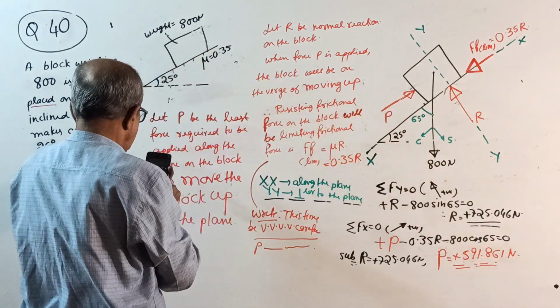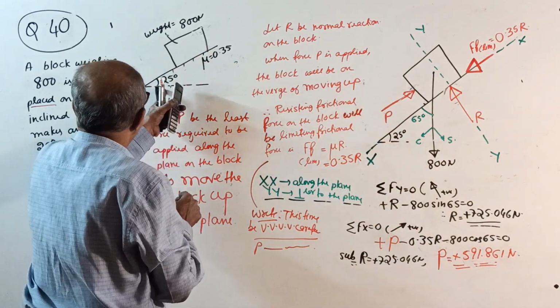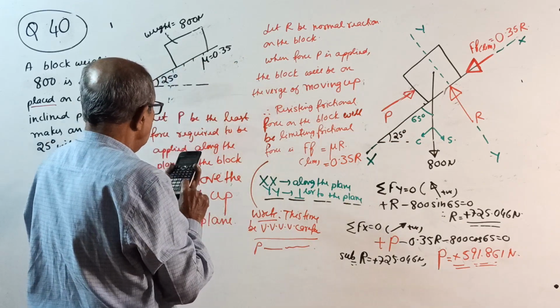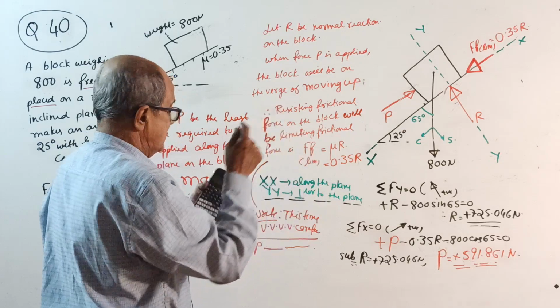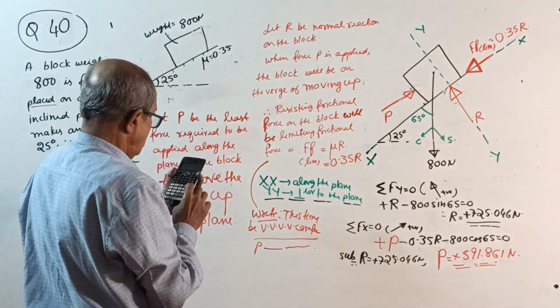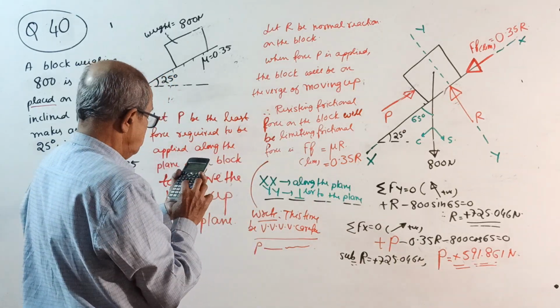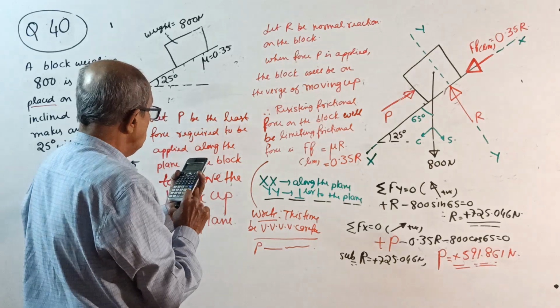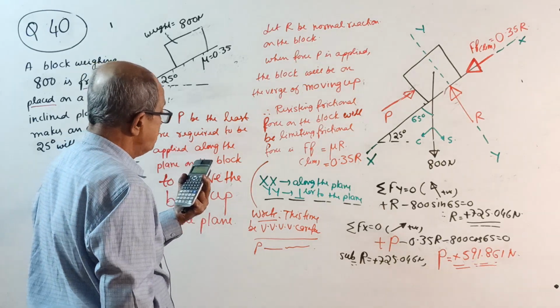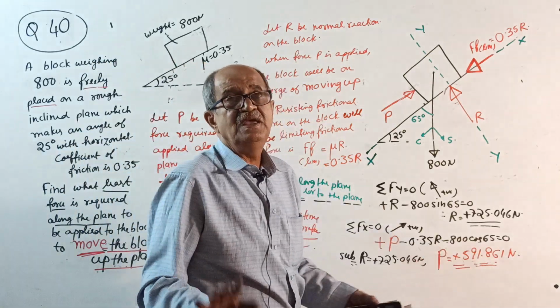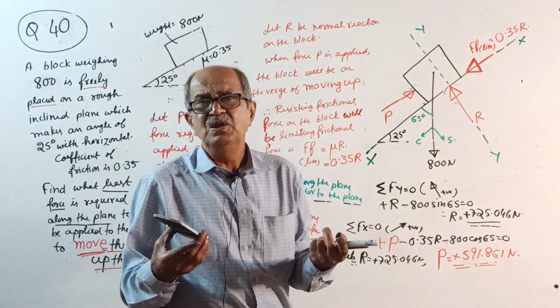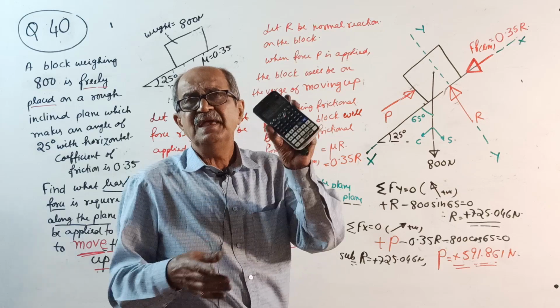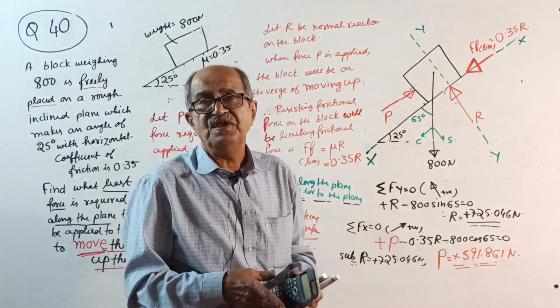So what I will do in an examination: weight 800, into sine of 65, if this is 25 then that is 65. Sine 65 is the normal reaction, into 0.35 is the frictional force, plus 800 into cos 65 will give the combined answer: 591.861 Newton. Over. That's all. I will use only the calculator, not the pen. But you don't try all those things.